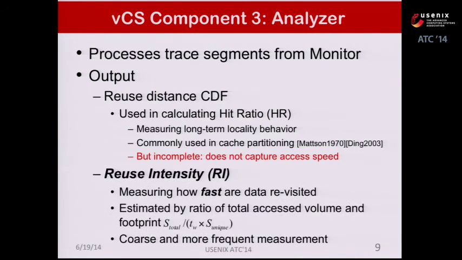So to compensate for that, the vCacheShare analyzer collects a new metric, which we call reuse intensity, or RI. It measures how fast the data are revisited, which is very effective to allow vCacheShare to adapt to sudden locality bursts. For a given monitoring window, RI is established as a ratio between the total access volume and the access footprint over unit time. You can see this measurement is relatively coarse and cheap to obtain. Therefore, RI can be assessed more frequently using a smaller window size.